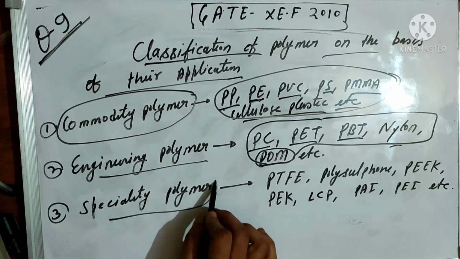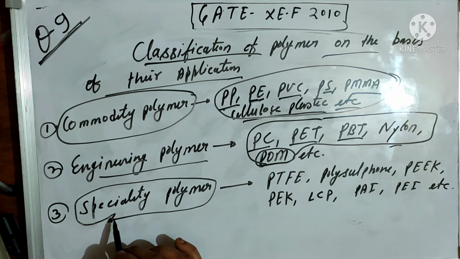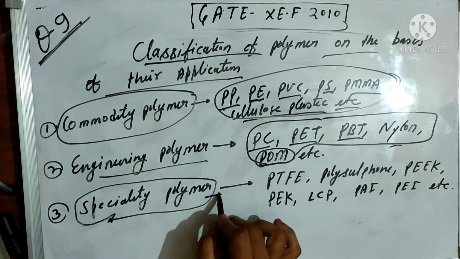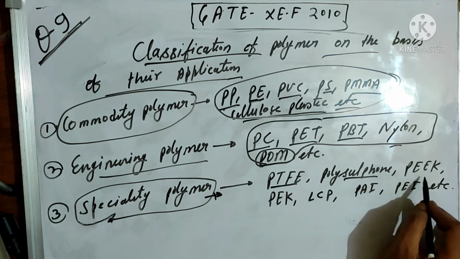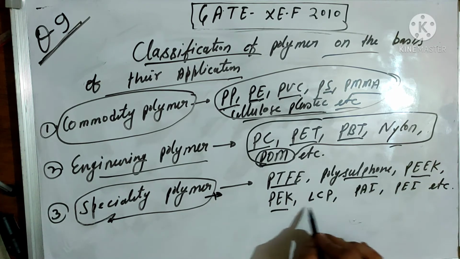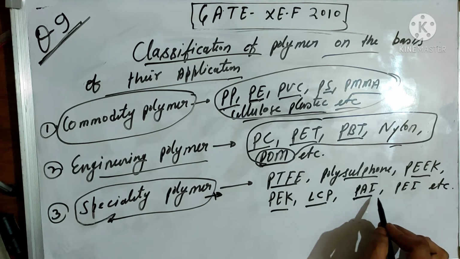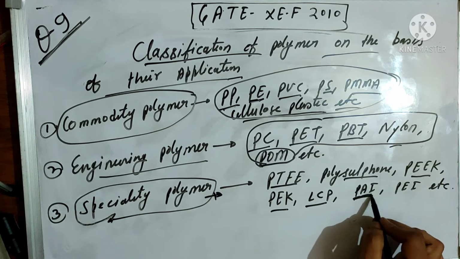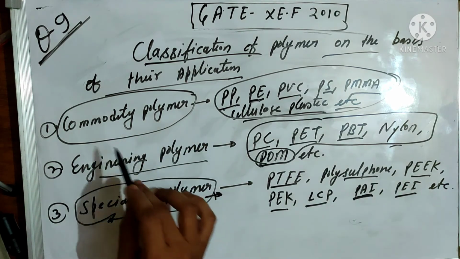Specialty polymer has a very high cost and the highest mechanical properties, and is also known for high flame retardancy. Examples: PTFE, polysulfone, PEEK, LCP (liquid crystal polymer), polyamide, polyetherimide, and more. Remember this polymer category on the basis of their application.